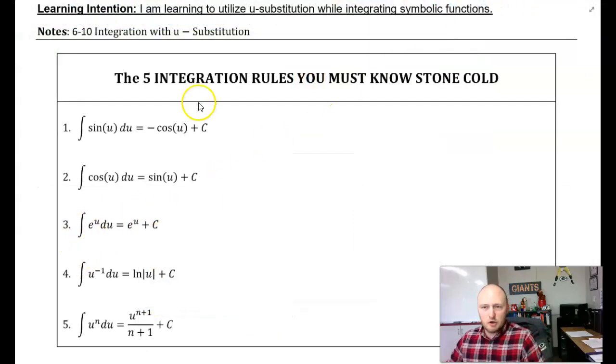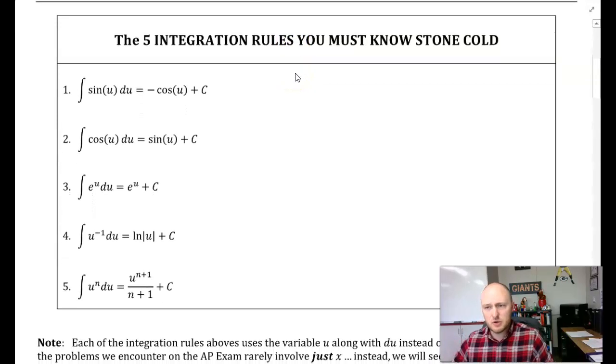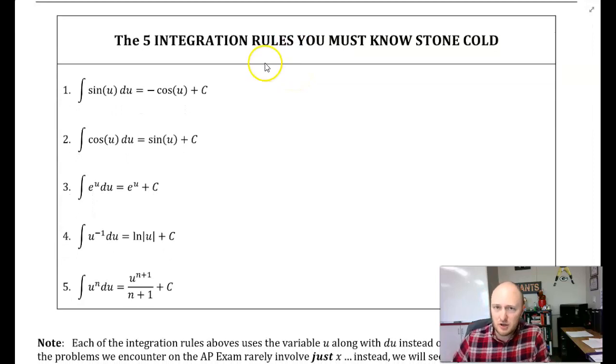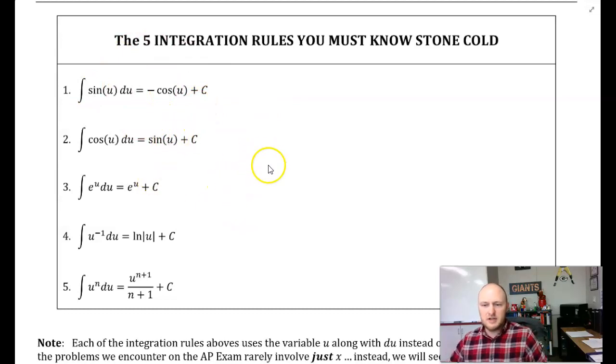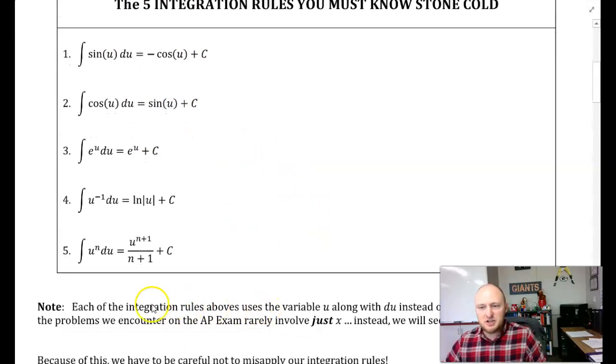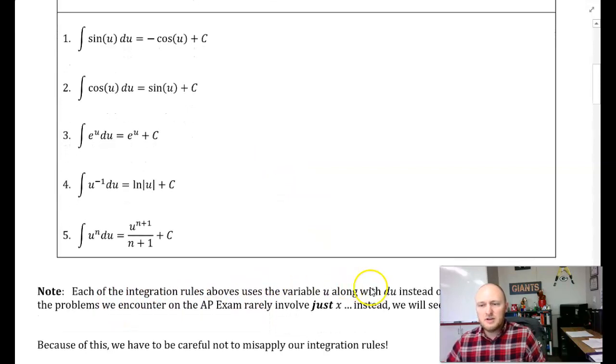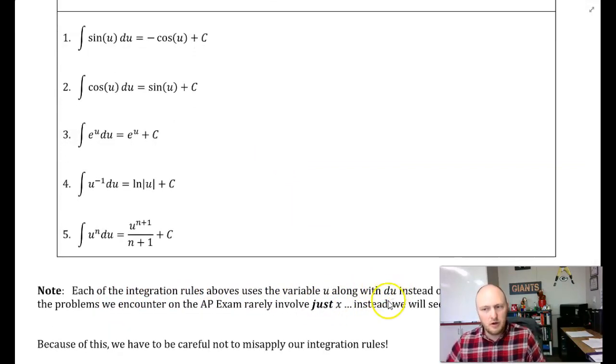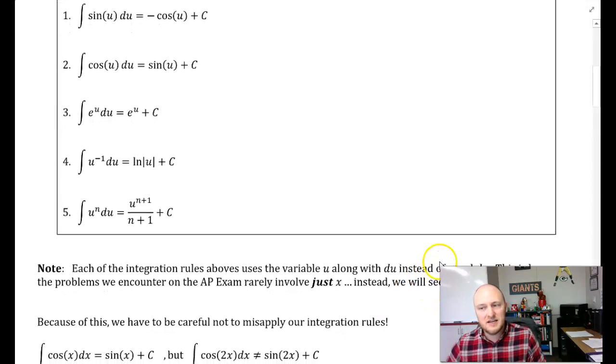All right, our learning intention today: we want to learn how to utilize u-substitution while integrating symbolic functions or executing antiderivatives. Now here are the 5 antiderivatives or integration rules that you must know stone cold. So just a recap, we've talked about these lots of times, and notice each of these integration rules above use the variable u along with du instead of x and dx.